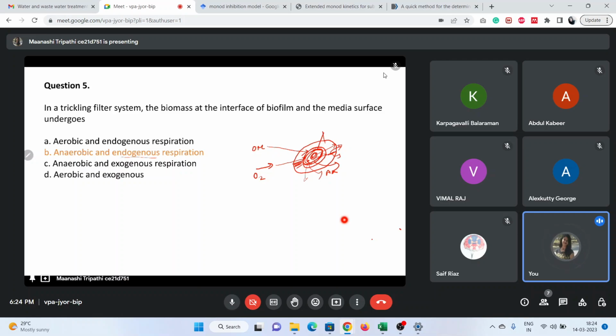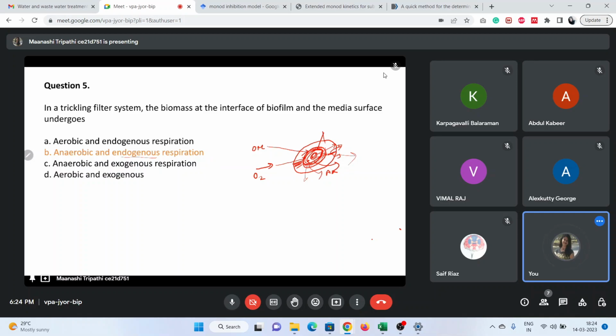Okay, so that is why the inside layer will have anaerobic as well as endogenous respiration. I hope you understood this concept. So this is applicable anywhere, wherever there is a biofilm formation. And after some time, what will happen? If this goes on and on, there will be no more biomass to eat one another. So it will just come out of the media. Like it will just break and come out. That is what we call sloughing.